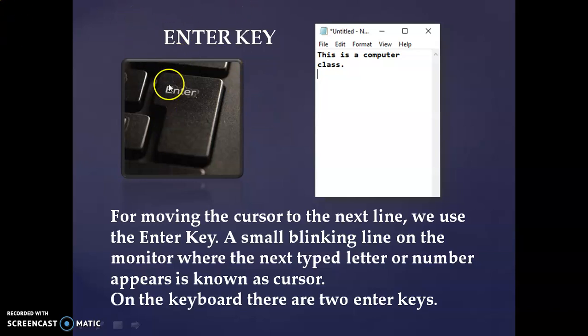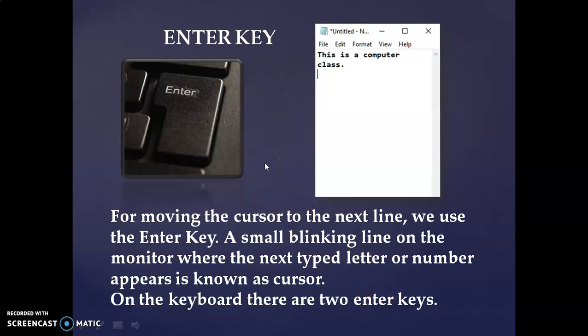This is our enter key, and this is our cursor. This cursor comes to next line when we press the enter key. And we have two enter keys on a keyboard. There are two enter keys on a keyboard.